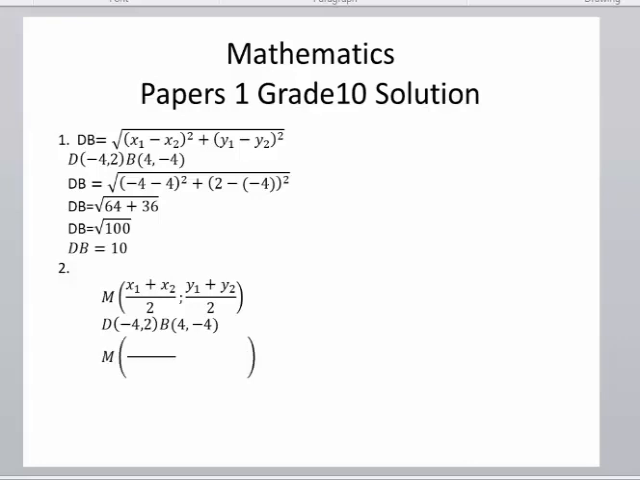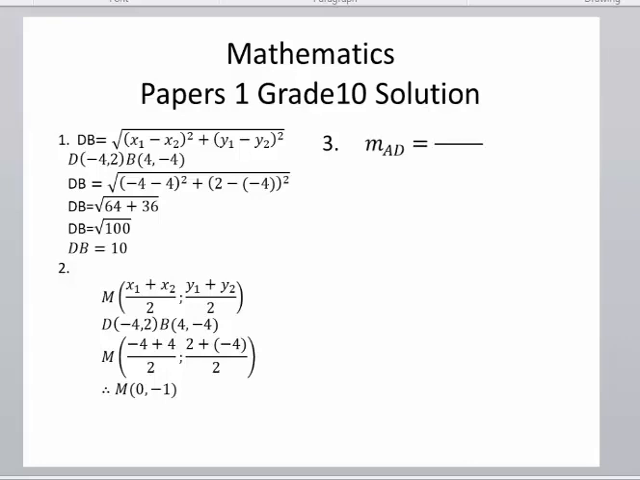Then you start substituting into the formula. For X, you put -4 plus 4, divided by 2. And clearly, you are going to do the same for y: 2 plus negative 4, over 2. After simplifying, M will be equal to (0, ...), because negative 4 plus 4 is naught, and naught divided by 2 is naught. And 2 plus negative 4 is negative 2, and negative 2 divided by 2 is negative 1.